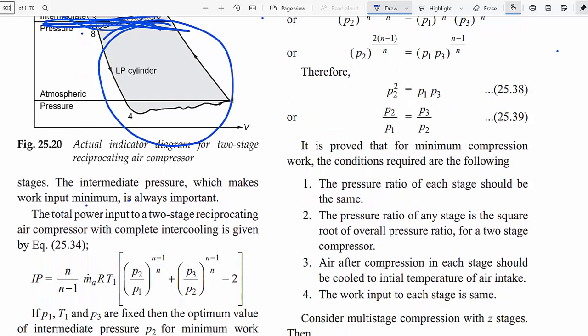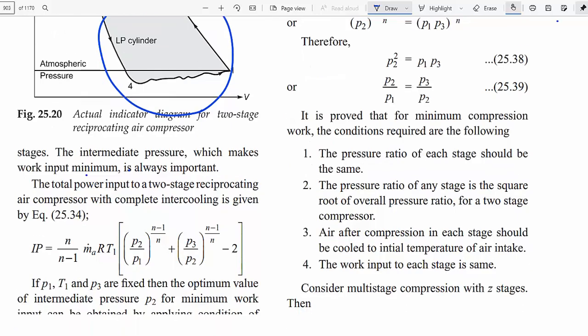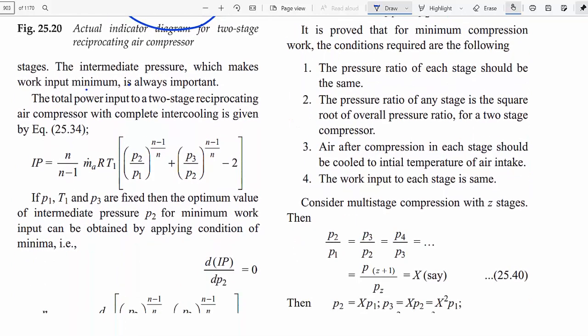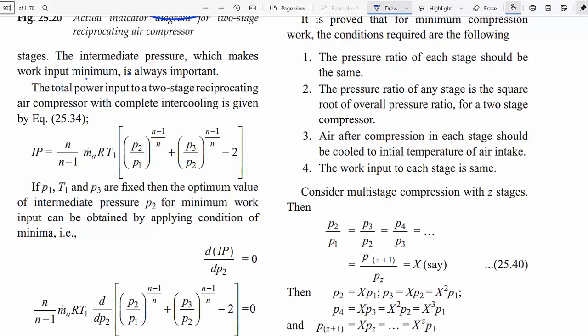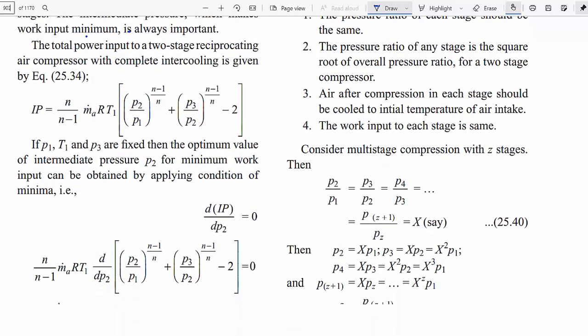Indicated power equals n by n minus 1 m_a R T1 times (P2 by P1) to the power (n minus 1) by n plus (P3 by P2) to the power (n minus 1) by n, minus 2. For minimum work input, d(indicated power) by dP2, because P2 is the main important parameter, is differentiated and set equal to 0. Consider the concept.